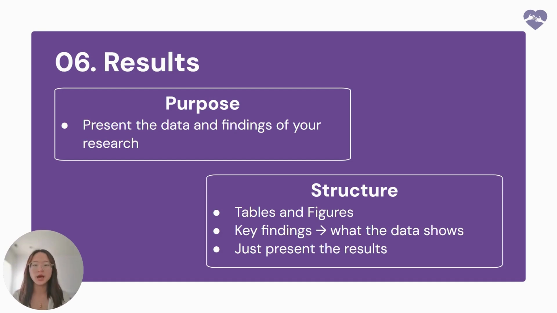Finally, maintain objectivity. The results section is not the place to interpret your findings. Simply present the data as it is without drawing any conclusions or discussing its implications. This will come in the discussion section. Your job here is to give the reader a clear understanding of what the data shows on its own.